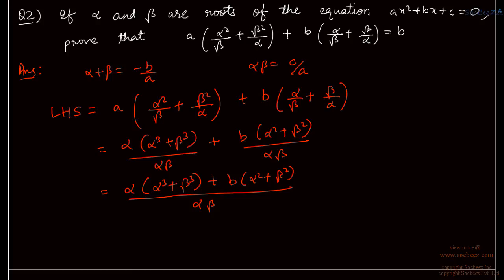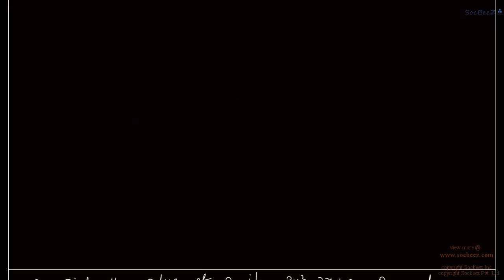Right, now let's try to write alpha cube plus beta cube in terms of alpha plus beta and alpha beta. So how do we do that? So we have here alpha cube plus beta cube is equal to, I write it this way. I first write alpha plus beta whole cube, right? Because we have the exponent 3 in both alpha and beta. Now if I expand alpha plus beta whole cube, I have alpha cube plus beta cube plus 3 times alpha beta into alpha plus beta, right? So I just subtract that part.